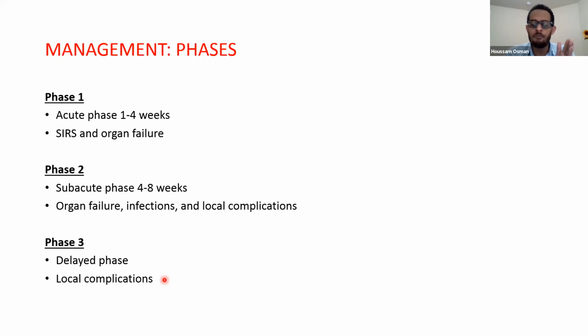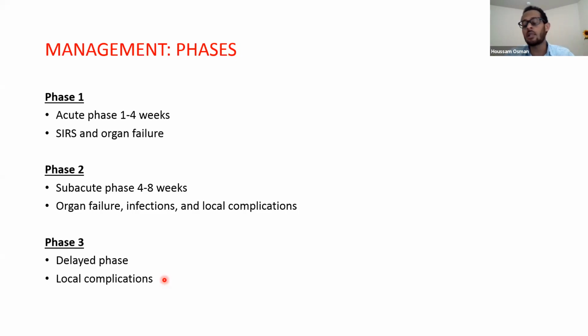Phase 2 happens between the 3rd and the 8th week. There may still be organ failure sometimes, but this is the phase where infections happen. It's very unusual for us to see infected pancreatic necrosis in phase 1, and that's important when it comes to the management of these patients. But in phase 2, we see subacute complication or presentation, I should say, in terms of infection and local complication, and we may see persistent organ failure.